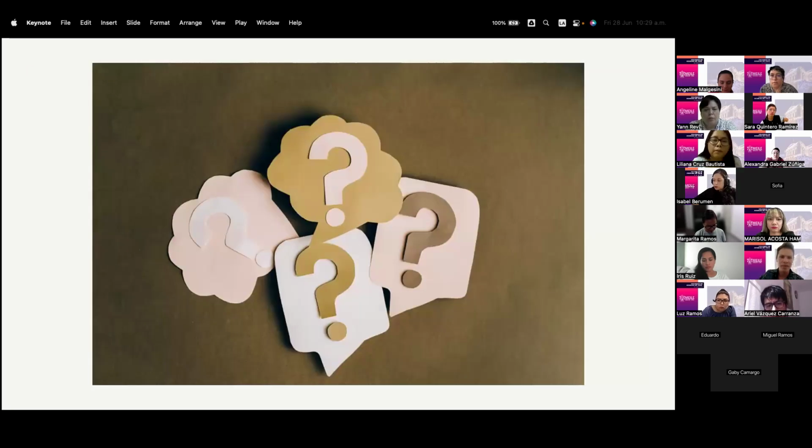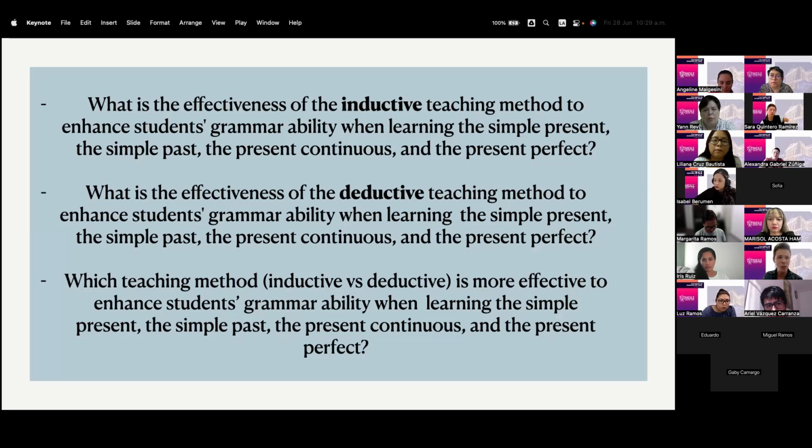Okay, I've got three research questions. The first one, as I told you: what is the effectiveness of the inductive approach to enhance students' grammar ability when learning the following topics: simple present, simple past, present continuous, present perfect? The next one, exactly the same, but according to the deductive method: the effectiveness of deductive teaching to enhance grammar ability when teaching these four topics. And at the end, we are going to identify which teaching method is the most effective or the most appropriate when we are teaching particularly these topics.